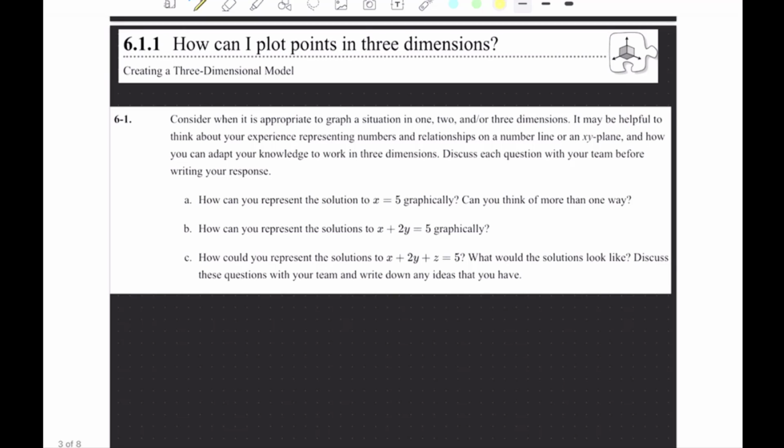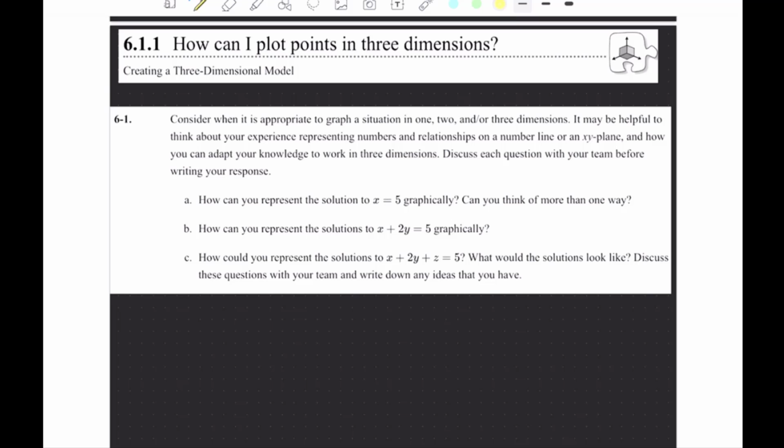6-1-1 is how do I plot those points in 3 dimensions? So that's what we're going to talk about. Got a little froggy going on, right? So we need to figure out when are we in 1 dimension, 2 dimensions, or 3 dimensions. So there's a couple problems for us to talk about so we know our dimensions and go from there. Sound good?